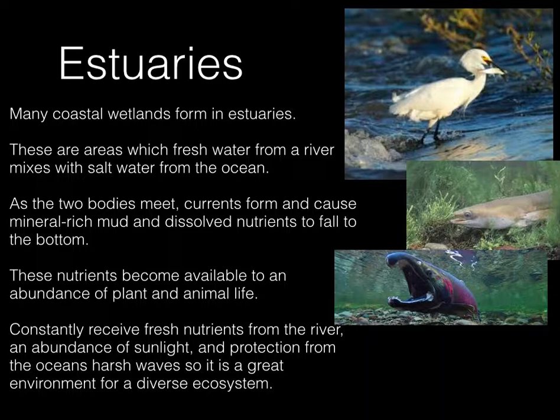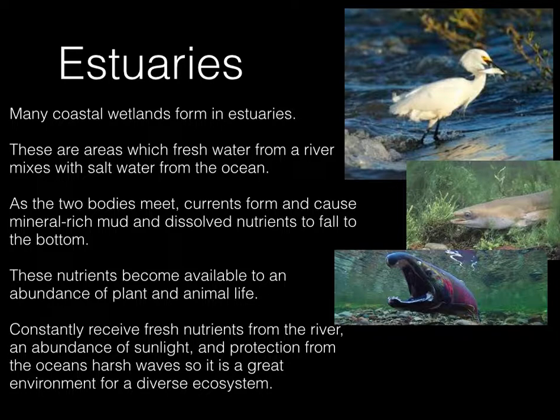As the river is flowing, it's also bringing nutrients into these estuaries, and so it provides a really good ground for breeding. These nutrients become available to an abundance of plant and animal life. They're constantly receiving fresh nutrients because the river is flowing. They also have an abundance of sunlight, are generally pretty shallow, and have protection from the ocean's harsh waves. So it's a good spot for ecosystems to come together, for these different organisms to breed and raise their babies in these estuary areas.